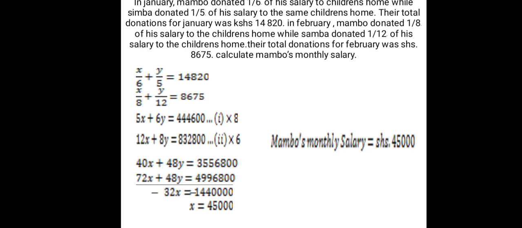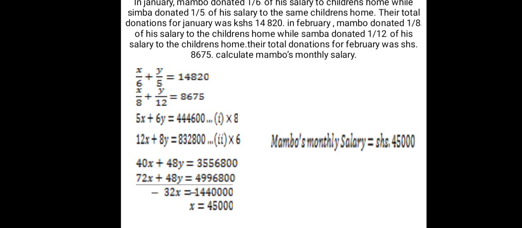In January, Mambo donated a sixth of his salary to the children's home, while Simba donated 1/5 of his salary to the same children's home. Their total donations for January was 14,820 shillings. In February, Mambo donated an eighth of his salary to the children's home, while Simba donated a 12th of his salary to the same children's home. The total donation for February was 8,675 shillings. Calculate Mambo's monthly salary.